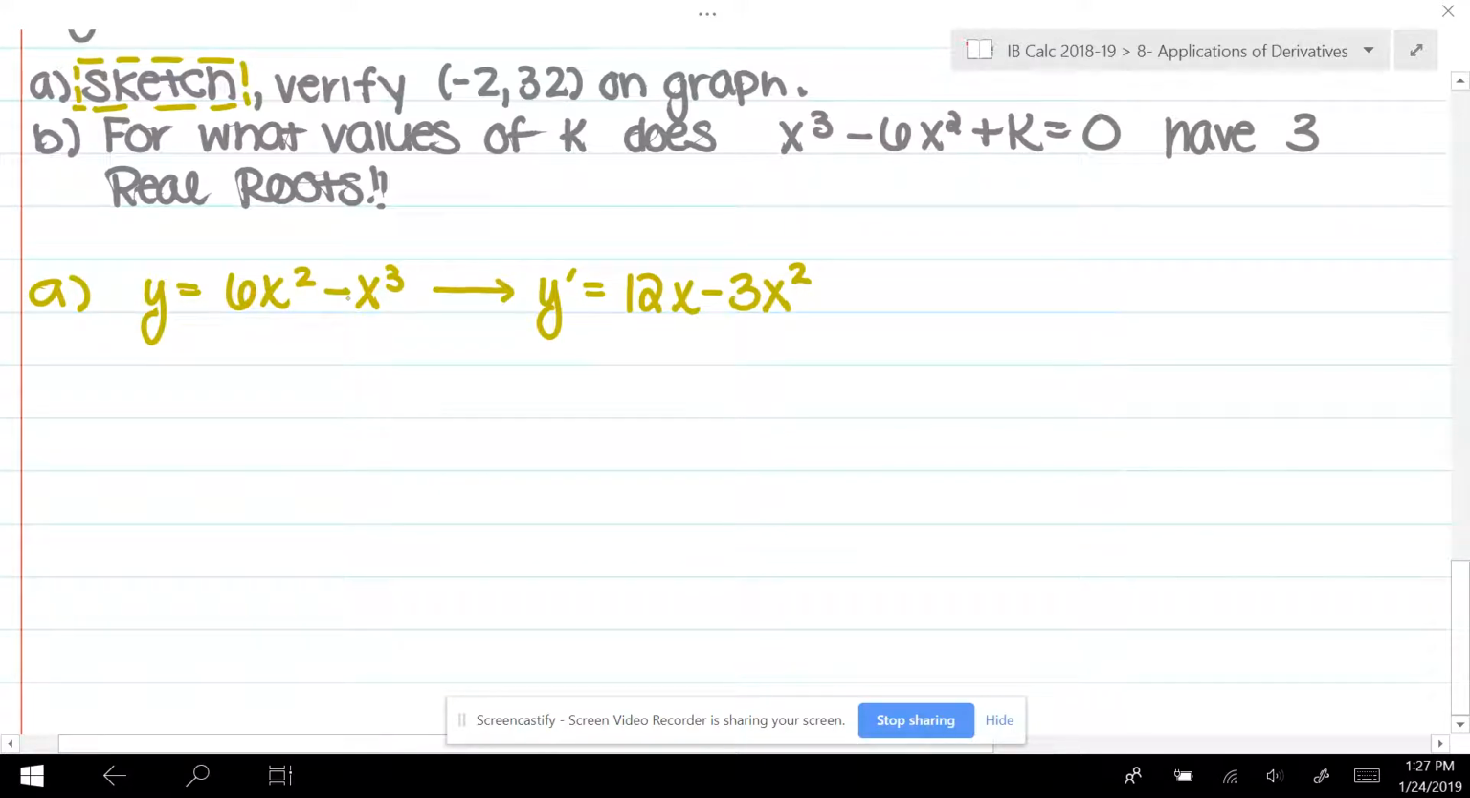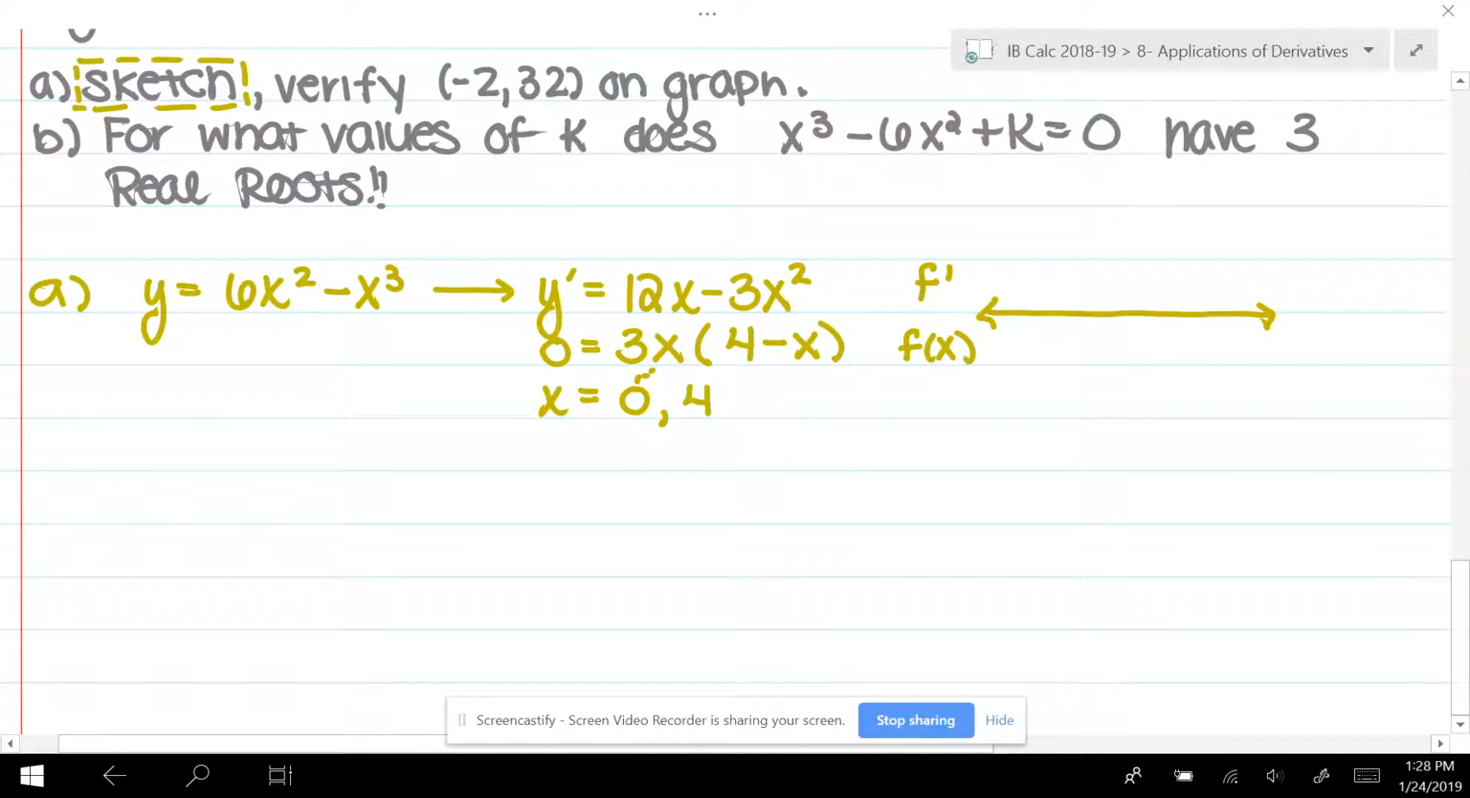But that's just me. All right, so after we take the derivative to get max and mins, I'm going to set it equal to 0. I'm going to factor out that 3x because it's a GCF, so I'm left with 4 minus x. And so my critical points are at 0, that's where 3x equals 0, and 4. So what this means is I make that little sign chart, where I'm going to talk about f prime and f. 0 and 4 are on my number line, and this is where the derivative equals 0.